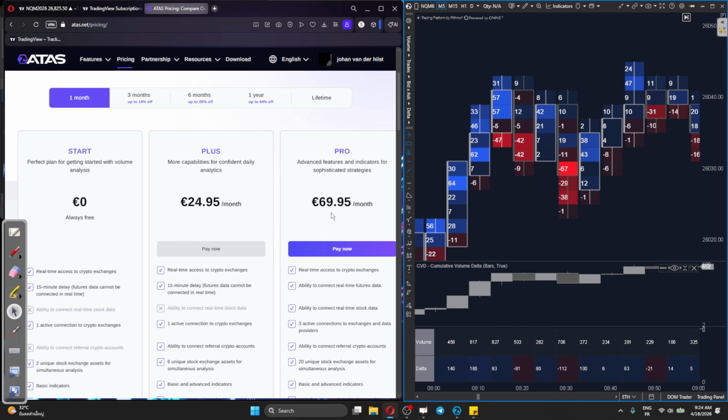Now for ATAS, for a monthly subscription, you would pay the same, $69.95, so let's call it $70. And to that, you would have to add your Rhythmic subscription. This is where it gets a little bit more complicated, because you have two options. In my case, I get free Rhythmic IDs, so a free subscription, with my prop firm. My prop firm is Bullinox, but there's plenty of prop firms that give you free Rhythmic IDs.